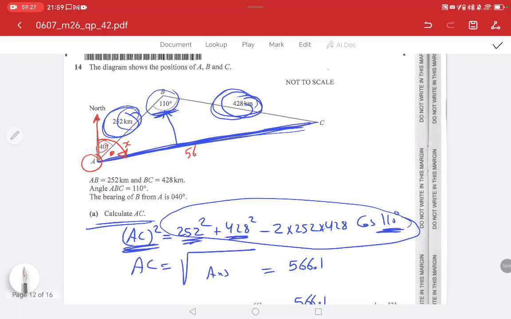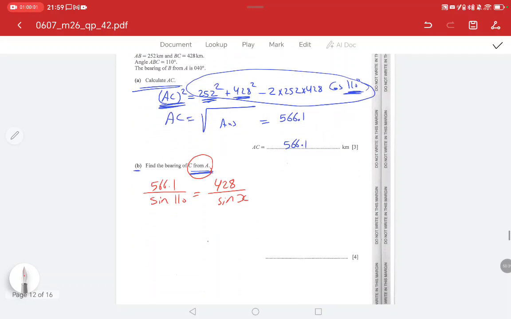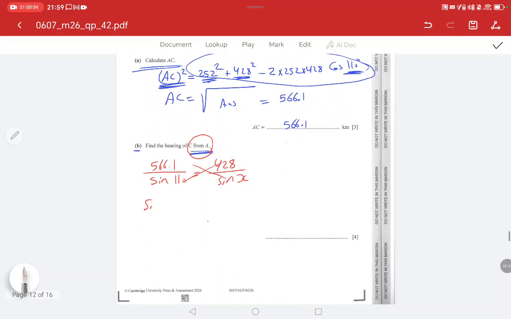Now since we have 566.1, I have a side and its opposite angle, so we can use the sine rule. 566.1 divided by sine of the opposite angle. What is the opposite angle here? 110. That equals, which angle do I need to find? I need this one, so I need this side: 428 divided by sine X. Now let's cross multiply. So sine X equals 428 sine 110 over 566.1.